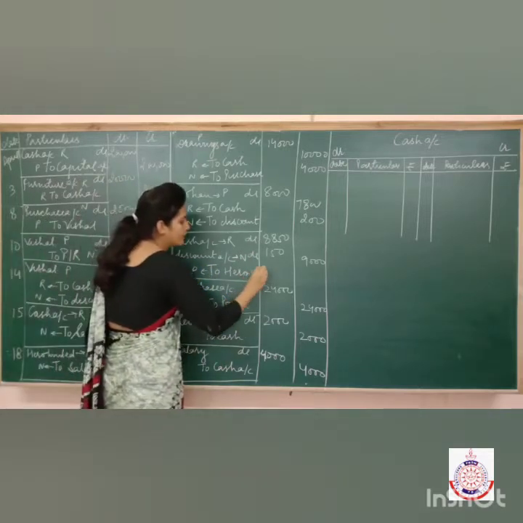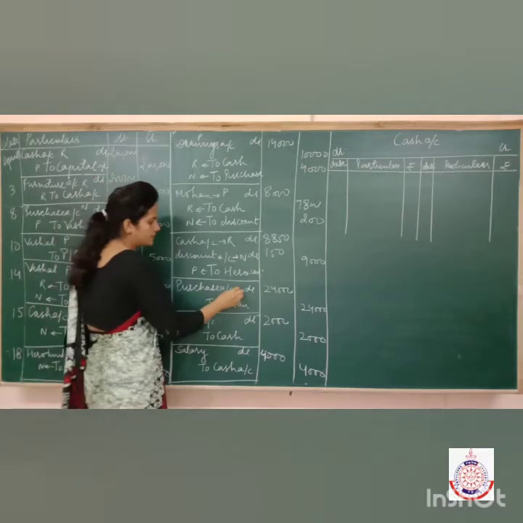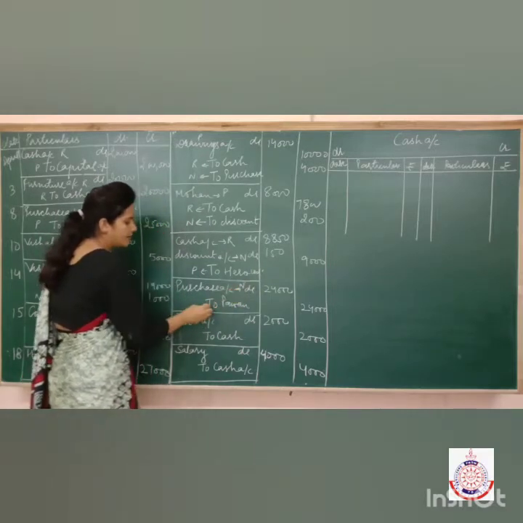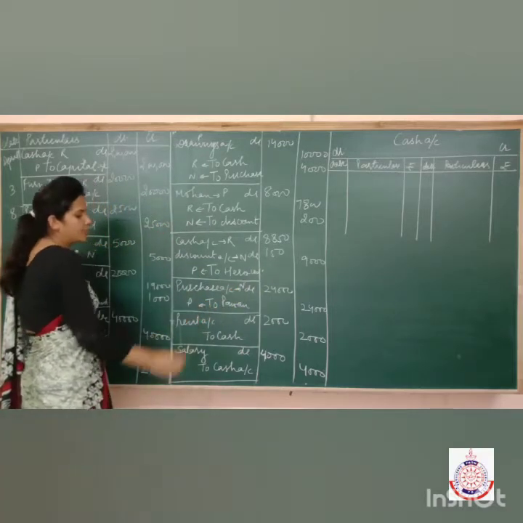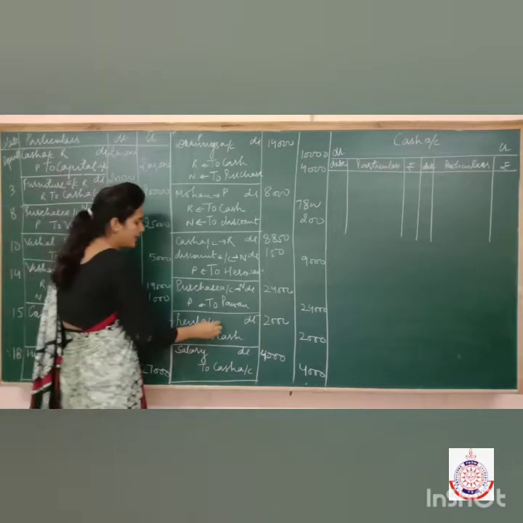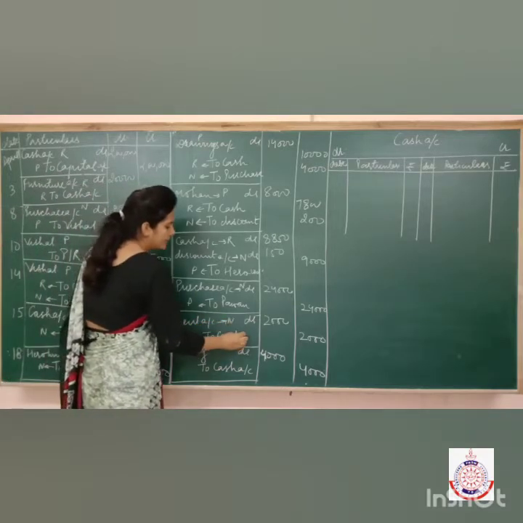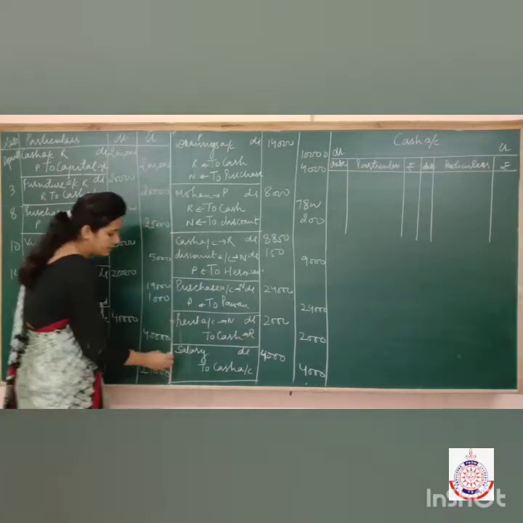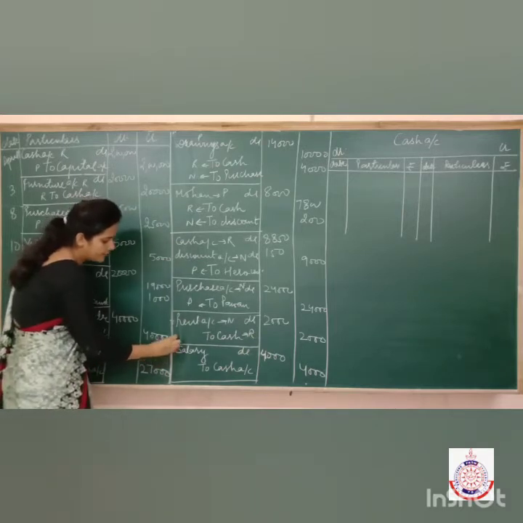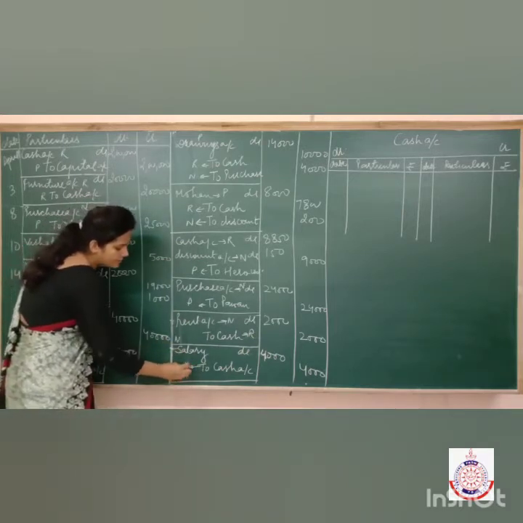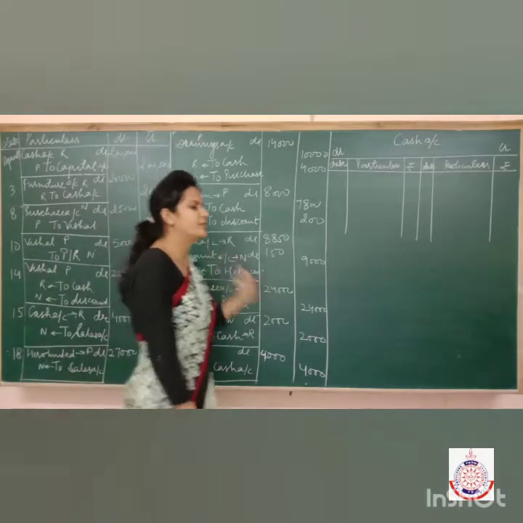Fine, this is Hero Limited. Then purchase, nominal, Pavan, natural person, personal account. Rent, nominal, cash, real. Salary is nominal, cash, real. So count how many real accounts we have.